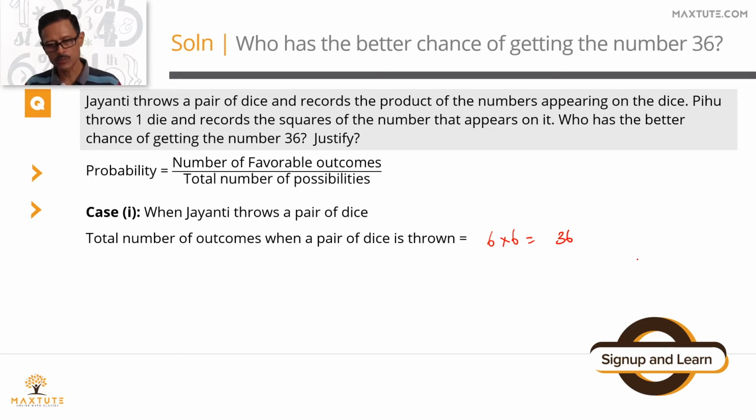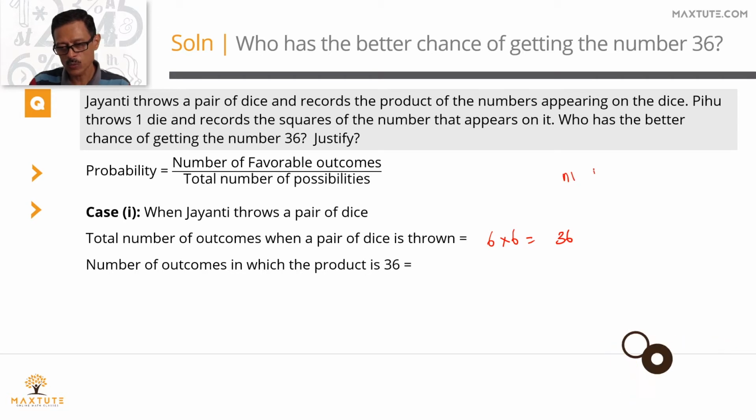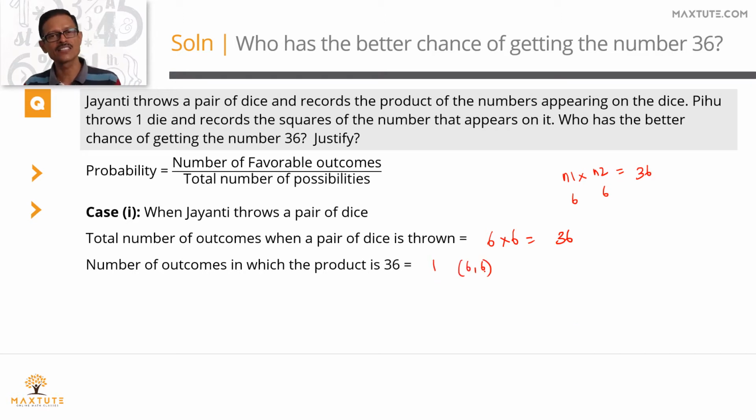When will the product be equal to 36? She's throwing 2 dice. Let's say the numbers that appear are n1, n2. The product n1 times n2 should be equal to 36. We know when a die is thrown, the numbers that we'll see are 1 to 6. The product is going to be 36 when n1 is a 6 and n2 is also a 6. There is no other possibility in which you're going to get a 36. So there is only one outcome when both the dice end up showing a 6, which is when she is going to get a product of 36.